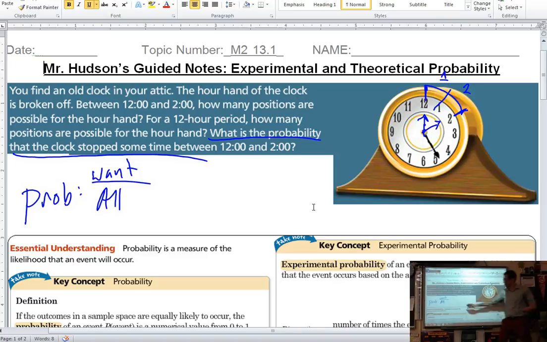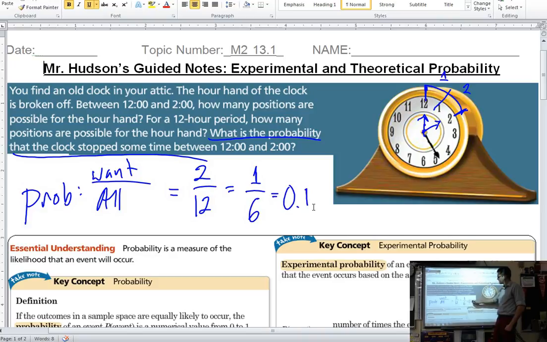12. So what we want, there are 2 possible sections there. There are 12 possible sections total. We get 1/6, which is the fun one. Repeats 0.16 forever. Wouldn't there only be like one position between 1 and 12 where it could be? So it depends on the amount of accuracy that we're talking about.